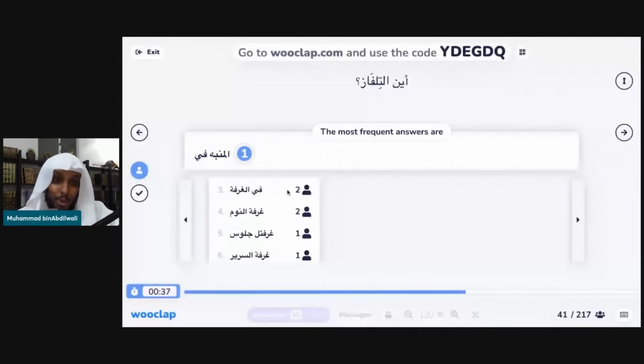تلفاز في غرفة النوم. Not a good idea. في غرفة السرير. I don't know what غرفة السرير is. First time I hear of something called غرفة السرير. That is what we would call a literal translation. Bedroom. غرفة سرير. لا لا.